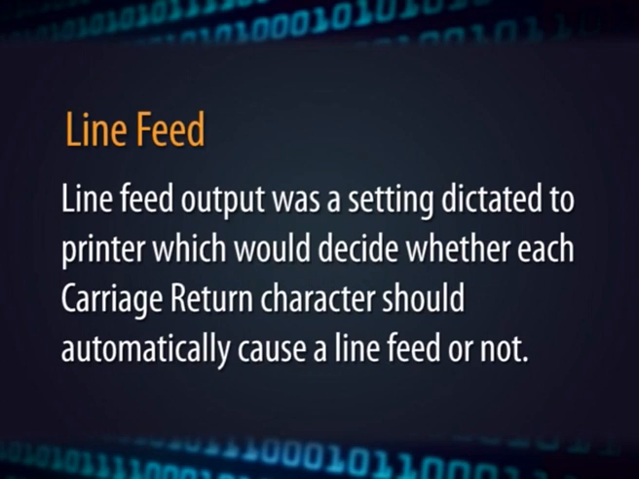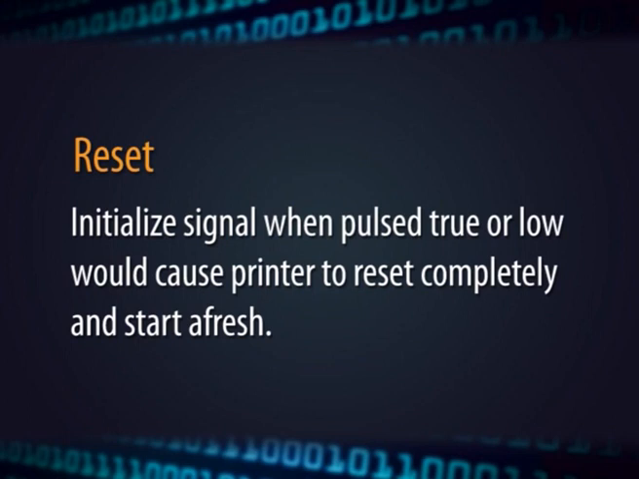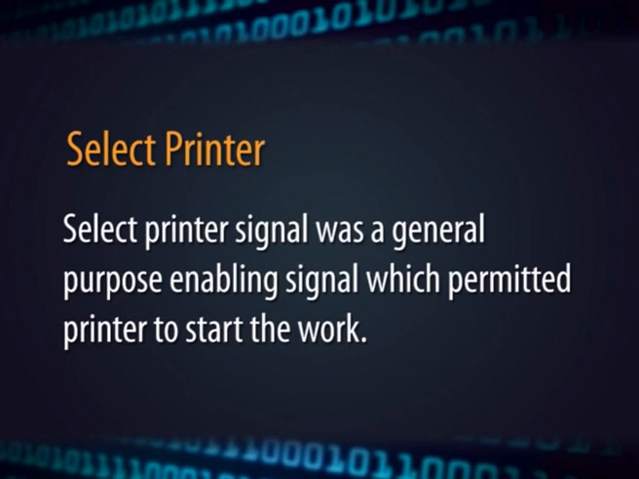Line feed output was a setting dictated to printer which would decide whether each carriage return character should automatically cause a line feed or not. Initialize signal when pulsed true or low would cause printer to reset completely and start afresh. Select printer signal was a general purpose enabling signal which permitted printer to start the work.